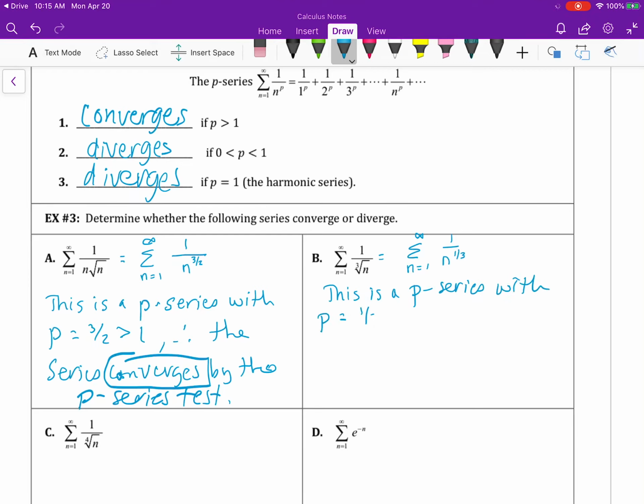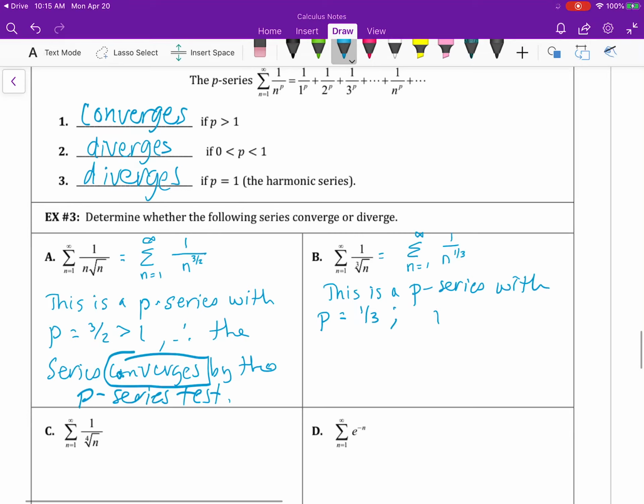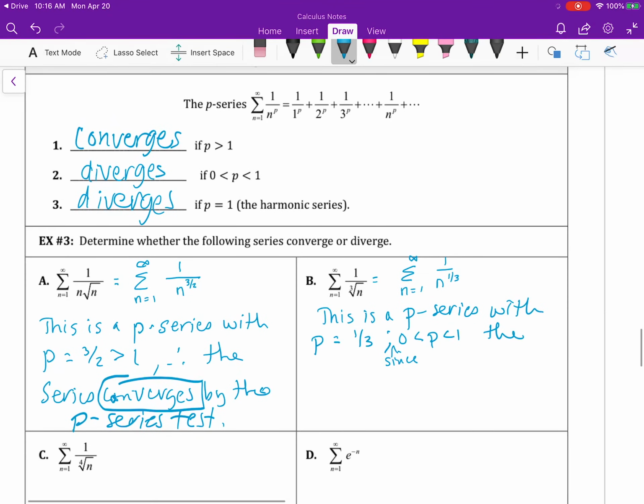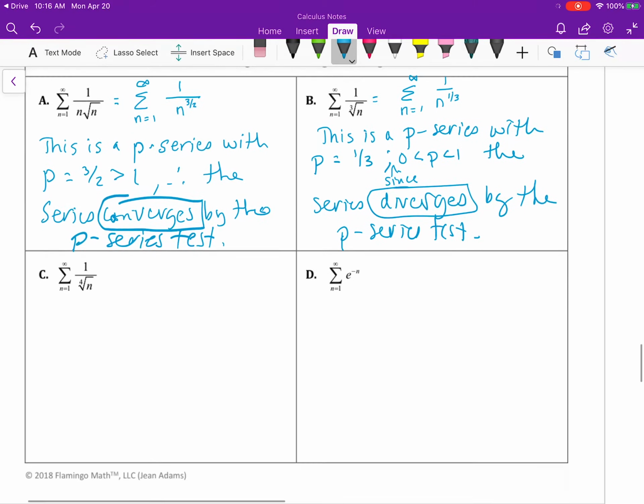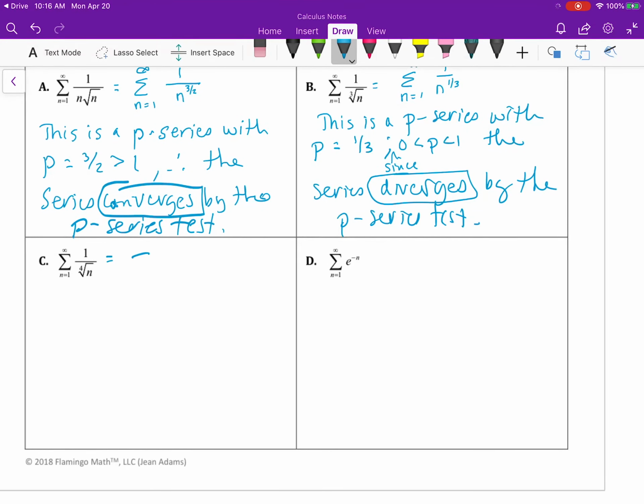So this one I would want to simplify just so I can see what that p is. 1 over n to the 1/3. This is a p-series with p equal to 1/3. Since p is between 0 and 1, the series diverges by the p-series test.